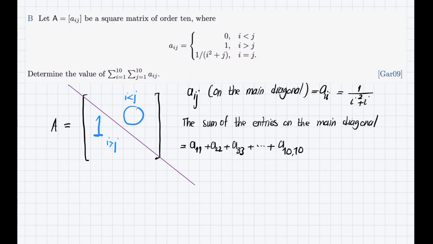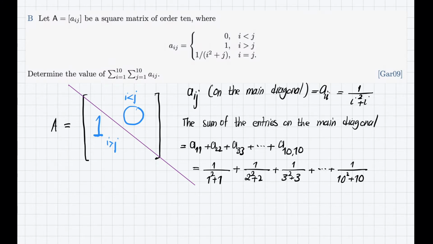So a11 is nothing except 1 divided by 1 squared plus 1. A sub 22 is 1 divided by 2 to the power 2 plus 2. A sub 33 is 1 divided by 3 to the power 2 plus 3. And this continues until I reach 1 over 10 to the power 2 plus 10.